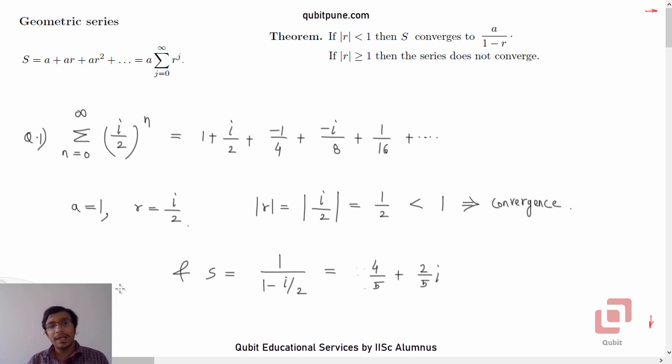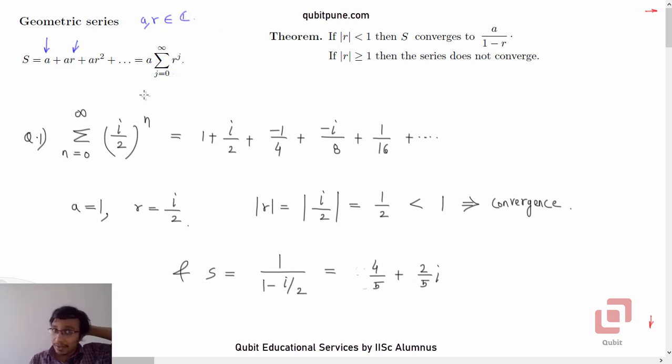Now the definition of the geometric series is no different than what it was in the case of real numbers. The geometric series consists of two parameters, the first term a and the common ratio r. But this time both a and r need not always be real numbers. a and r can also very well be complex numbers.